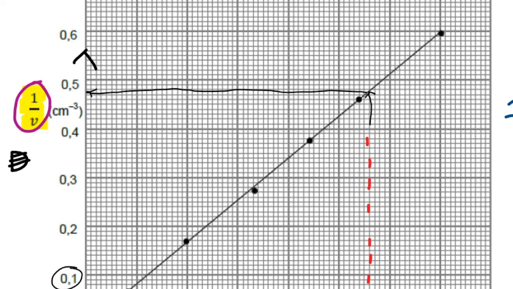Then we can zoom in again. We see we're counting in 0,1s over here. And between 0,4 and 0,5 is again 10 decimal places. So this is 0,41, 0,42, 0,43, 0,44, 0,45, 0,46, 0,47, 0,48. So we can give something between 0,47 or 0,48.